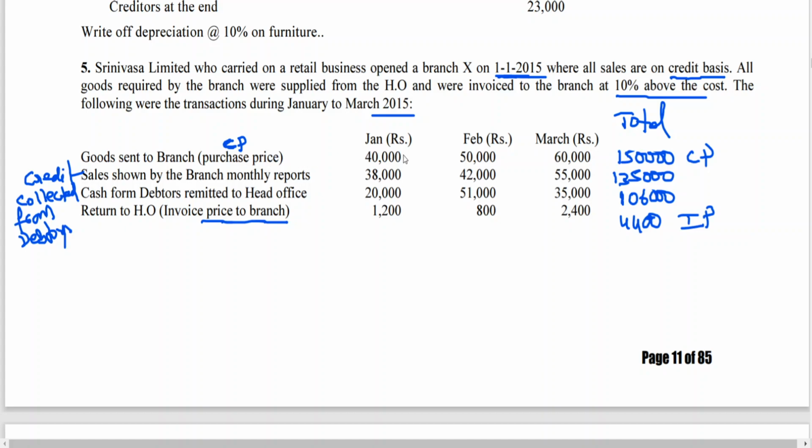You know that it will be debited to branch account. Sales shown by the branch, credit sales we won't be taking, but we will be taking credit amount collected from branch. This will be taken to credit side. Returns will be taken to credit side. So we got information number 1, goods sent to branch. Information number 2, goods returned by branch. Information number 3, we got amount remitted.